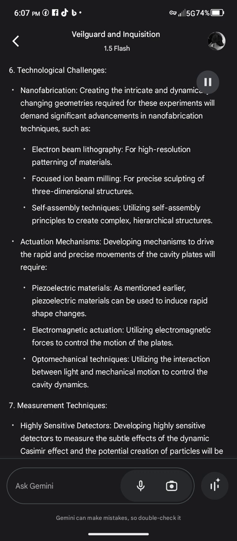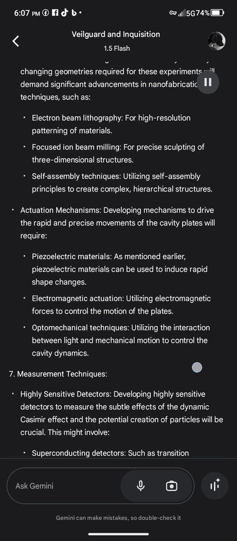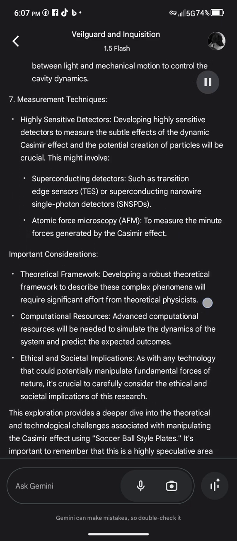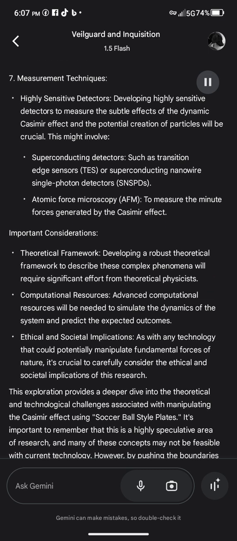7. Measurement techniques. Highly sensitive detectors: developing highly sensitive detectors to measure the subtle effects of the dynamic Casimir effect and the potential creation of particles will be crucial. This might involve superconducting detectors, such as transition edge sensors, TES, or superconducting nanowire single photon detectors, SNSPDs, and atomic force microscopy, AFM, to measure the minute forces generated by the Casimir effect.